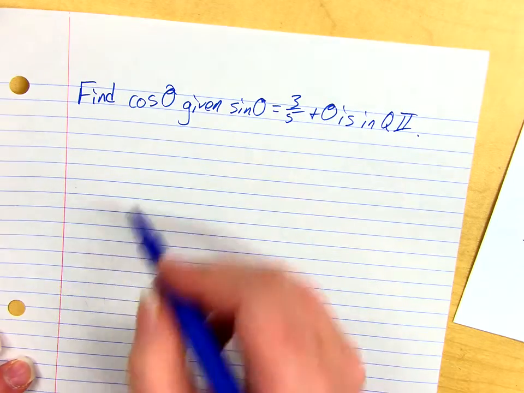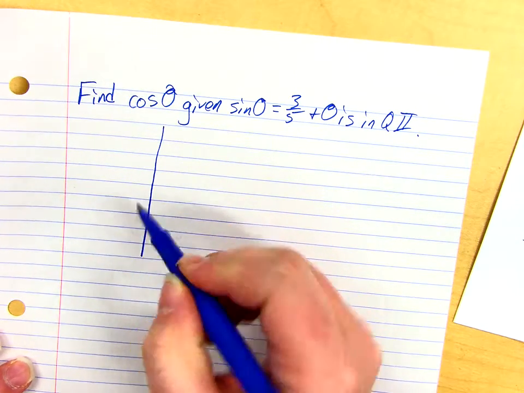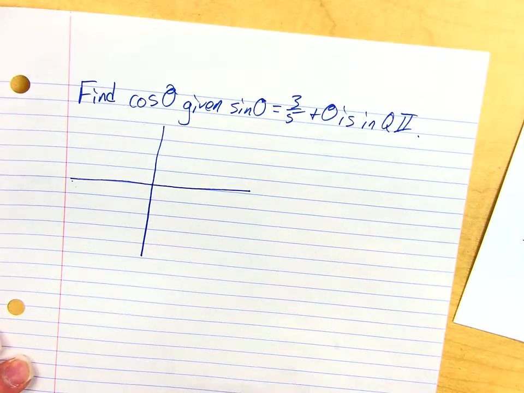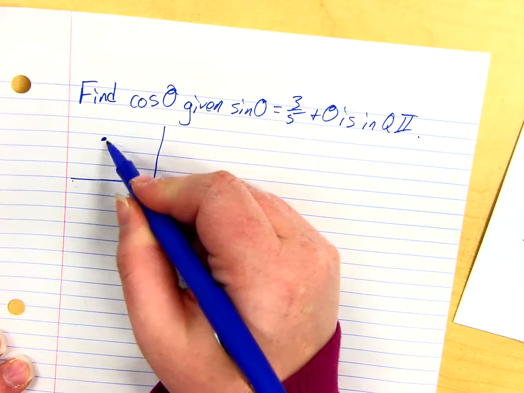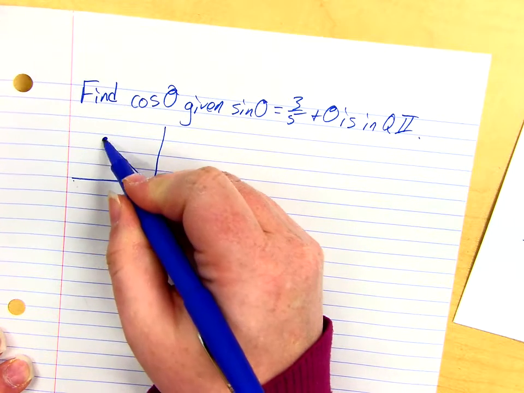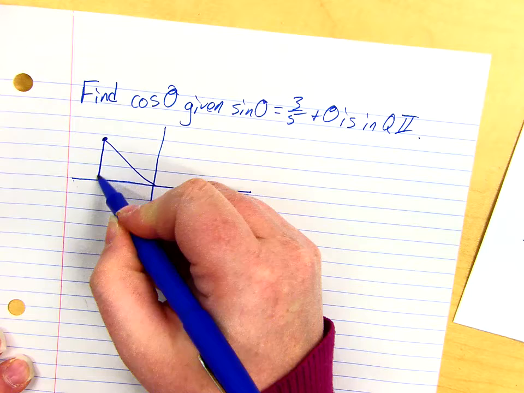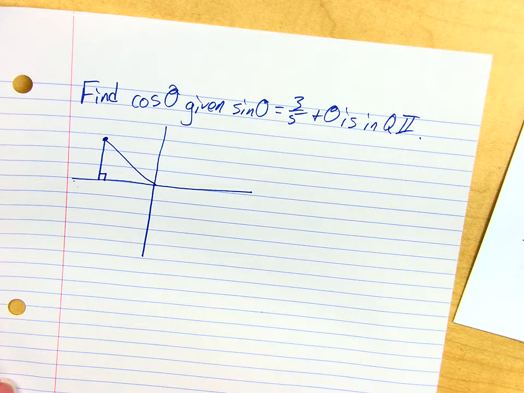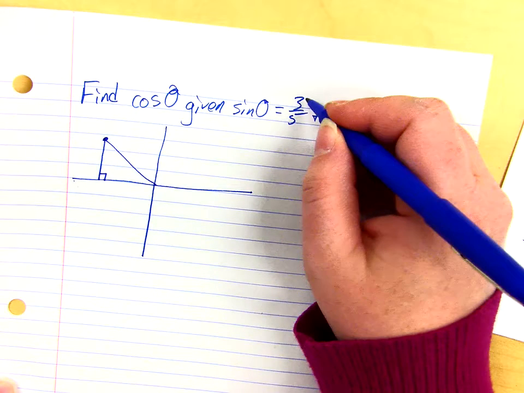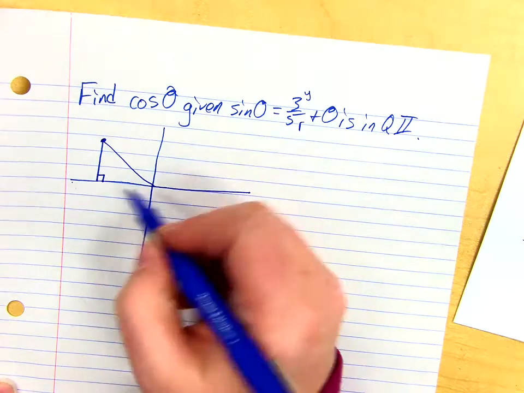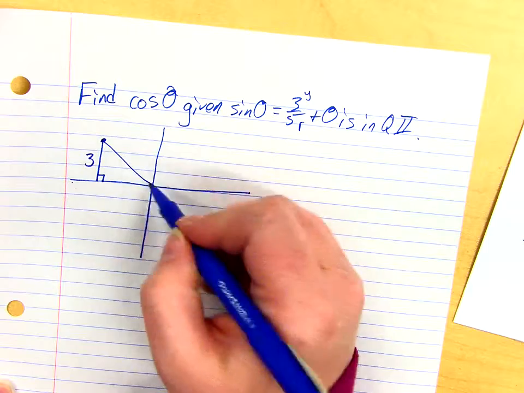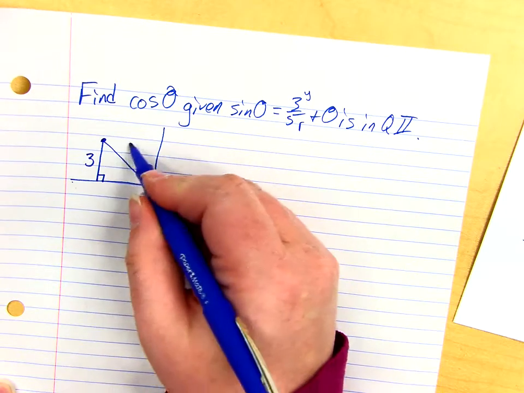But unfortunately, cosine is not the reciprocal of sine or anything like that. So I'm going to have to draw this out. Okay, they told me I'm in quadrant 2. That's helpful. I don't know where in quadrant 2, but that's okay. I'm just going to put a spot there. I'm going to drop a perpendicular to the x-axis, always. And then remember that you have a formula sheet. On that formula sheet, it tells you that sine is y over r. So now you know that y is 3 and r is 5.